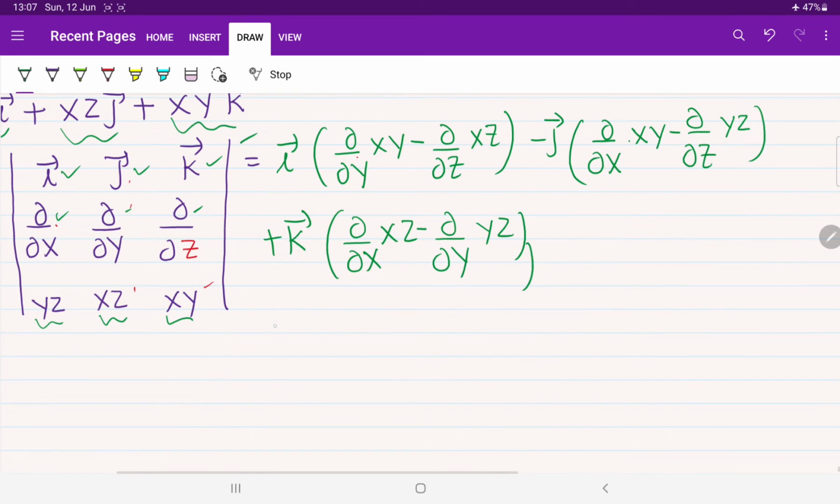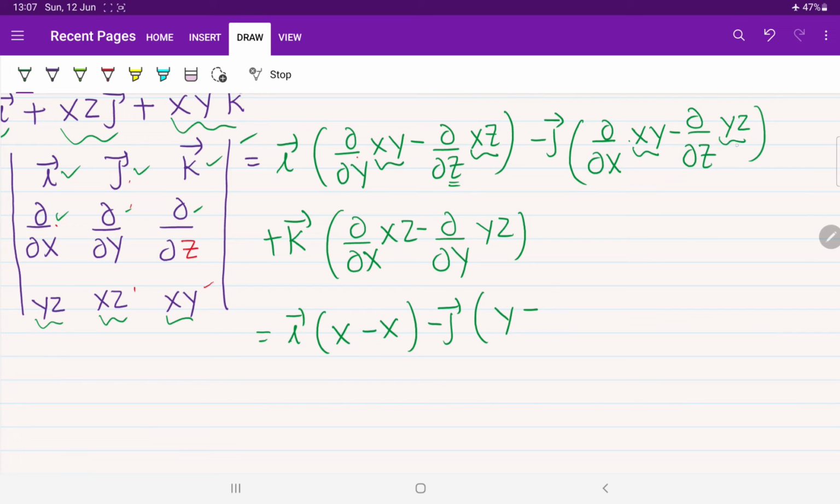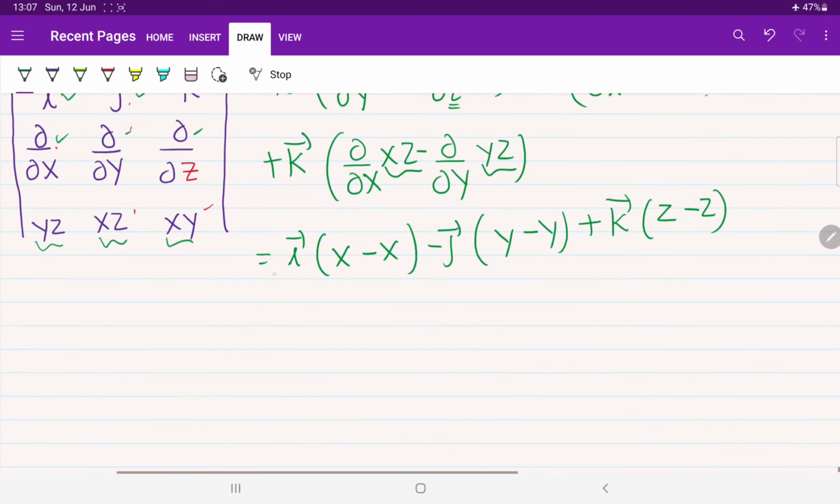What will be the resultant answer? Let us see. For the i vector, differentiating xy with respect to y gives x, minus xz with respect to z gives x. x minus x becomes 0. Minus j vector: xy with respect to x becomes y, minus yz with respect to z becomes y. This is also 0. Then the k vector: xz with respect to x becomes z, yz with respect to y also becomes z. Sir, what is the conclusion? The overall value of the function is going to be 0.